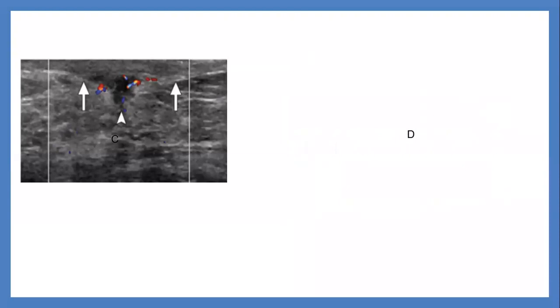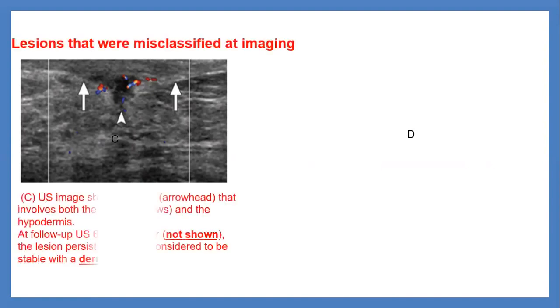This is another lesion here. It looks like it is in between, might be dermis or hypodermis, seen between the dermis and part of which in the hypodermis, but probably hypodermis extending into the dermis. The lesion was also misclassified, and yes, the lesion on ultrasound involves both the dermis and hypodermis.